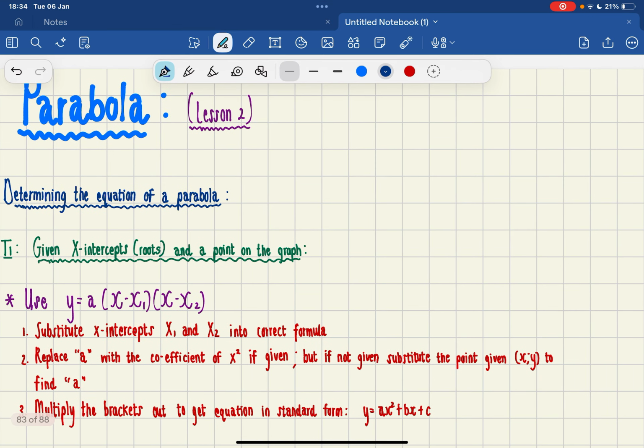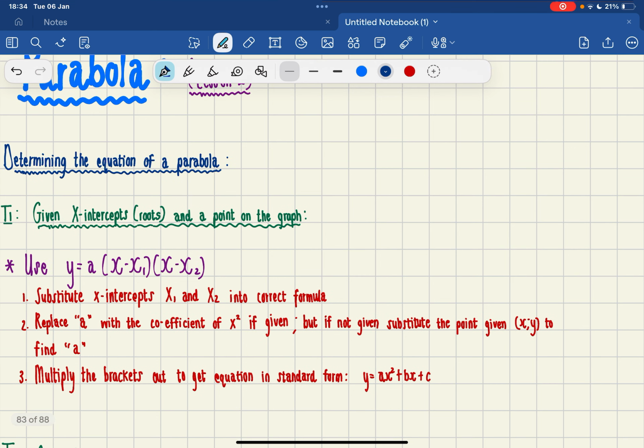You'll be able to see that in most cases we'll give you three types of questions. Type 1 is where we ask you to determine the equation of a parabola where we give you the x-intercepts or the roots as well as a point on the graph. So the first thing you do is have alarms and sirens going in your mind: I'm supposed to use y = a(x - x1)(x - x2).